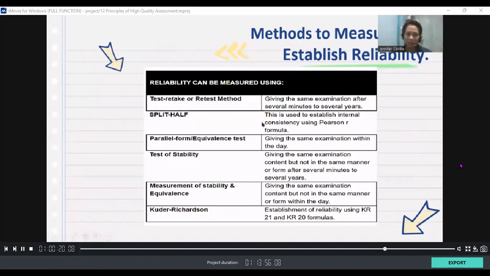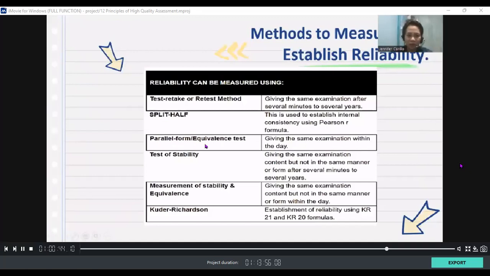Split half. This is used to establish internal consistency using the Pearson formula, which uses math. An example of split half is set A, set B. You split the test, with column A as set A and column B as set B, alternating set A, set B, set A, set B. So that is the split half method.